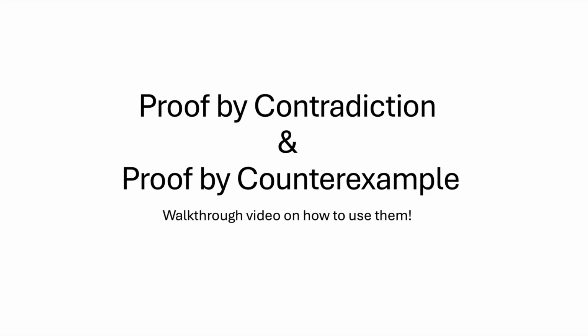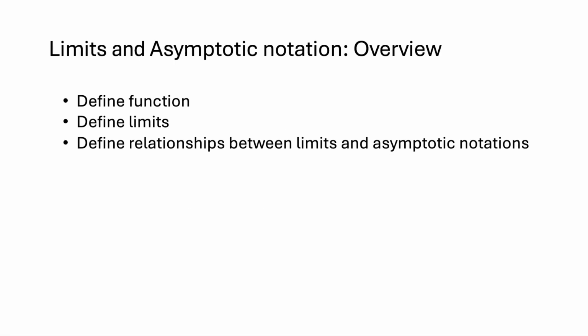In this video, I will be introducing how to use two of the most common and easy techniques you can use in 331 homeworks: proof by contradiction and proof by counterexample. Before we dive into these two techniques, I will first do a quick review of limits and asymptotic notations. Here is the overview of what we will cover in this first part. It includes defining functions, limits, and relationships between limits and asymptotic notations.